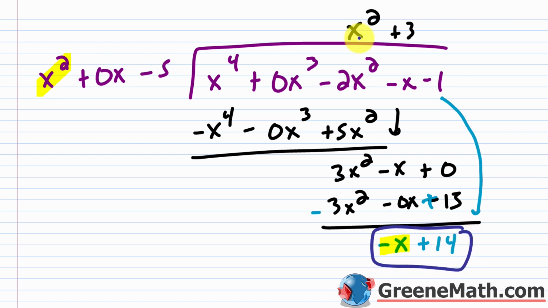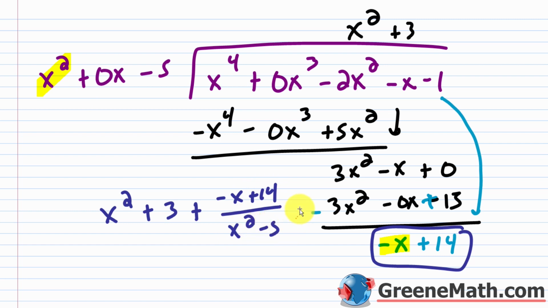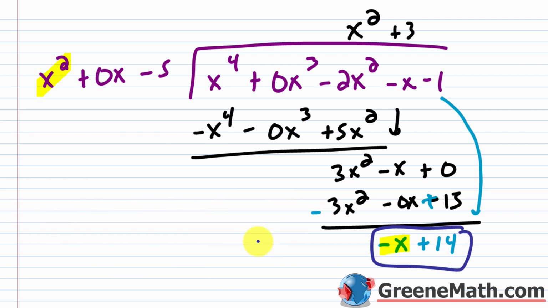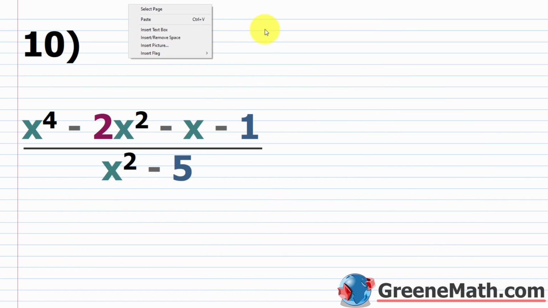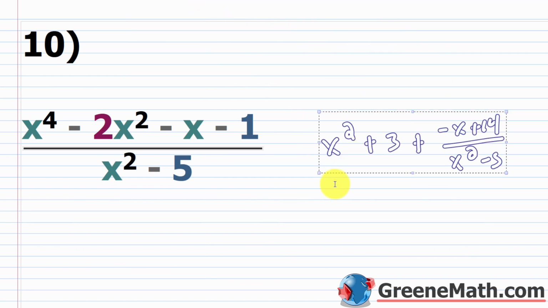Okay, so your answer here would be x squared plus 3. So x squared plus 3. And then your remainder, you could put plus, you'd have negative x plus 14 over this x squared minus 5. So let me copy this, or actually cut it. We'll come back up and we'll paste this in and put this in here like this.